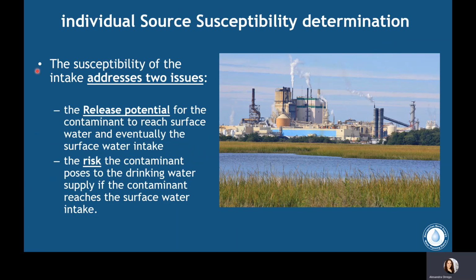So here we address two issues for which intakes are susceptible as far as individual sources, and that is the release potential for that contaminant to reach surface water and eventually travel down to the intake. And second is the risk potential, which is the risk the contaminant poses to the drinking water supply if it were to reach the intake. And we take a look at different types of facilities at varying zones of significance.